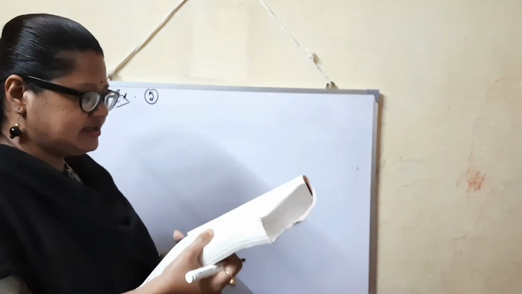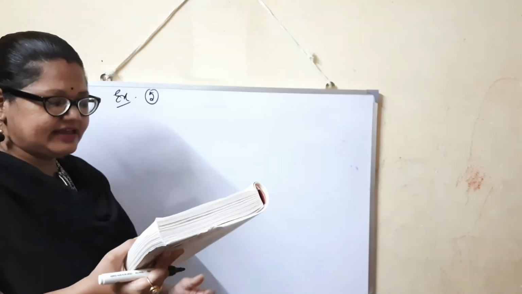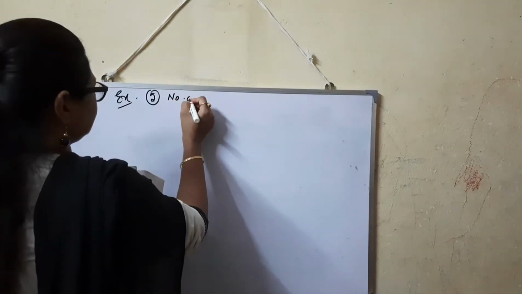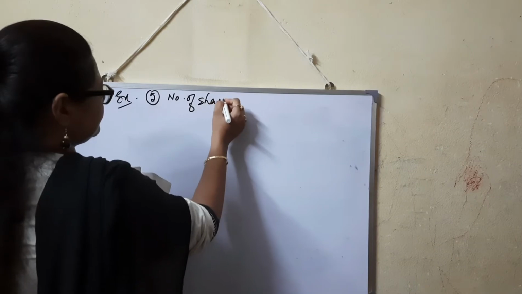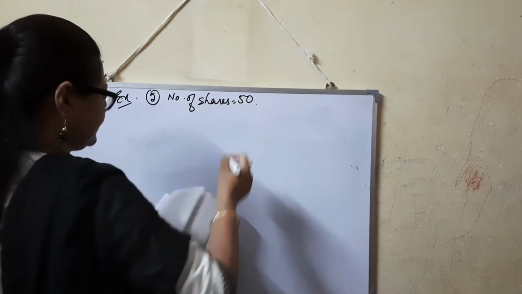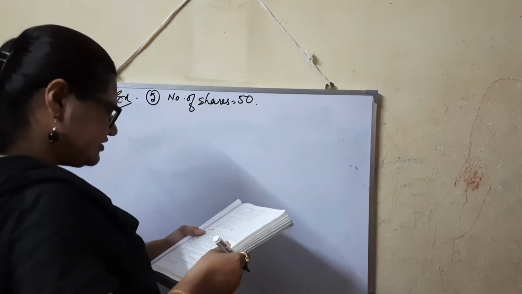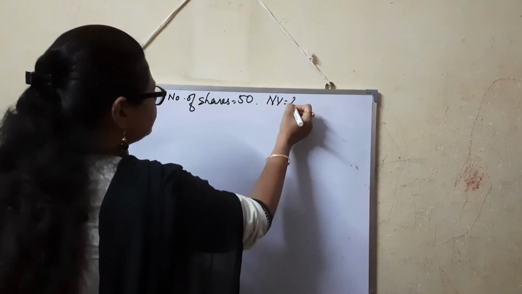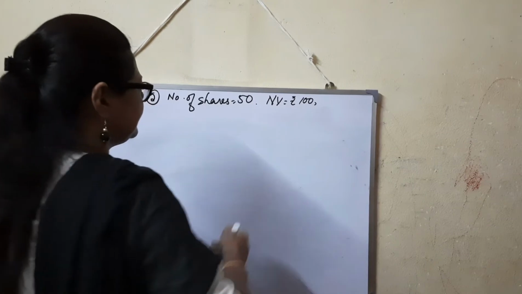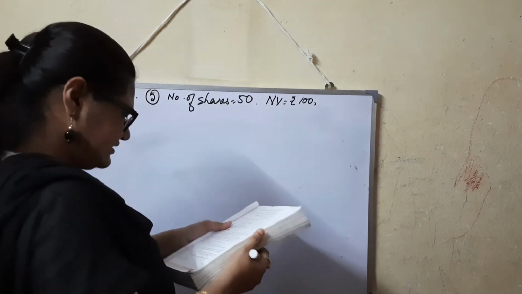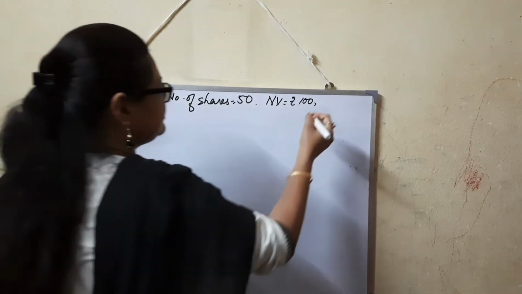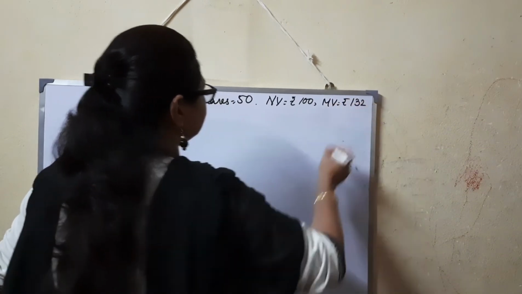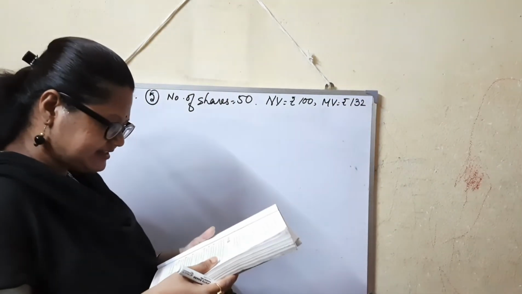Things means, here the question says Salman buys 50 shares. So number of shares? 50. Of face value rupees 100. Face value or nominal value rupees 100. Next, available at rupees 132. Available means the market value is rupees 132. So this is the thing that is given.